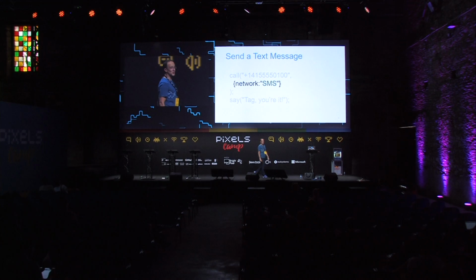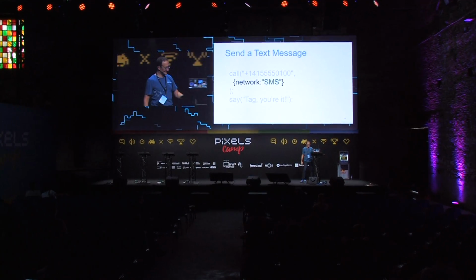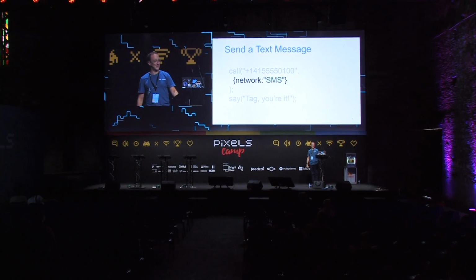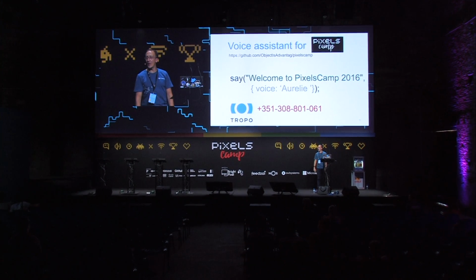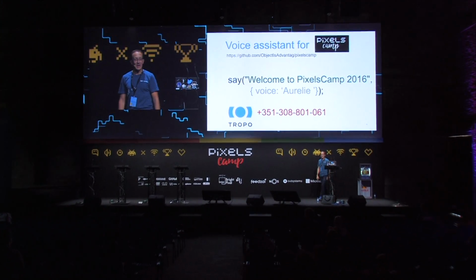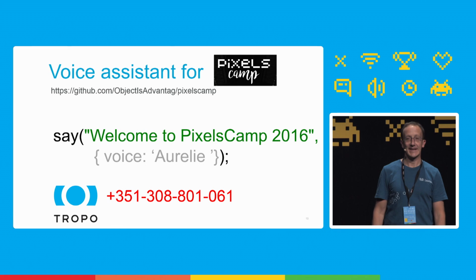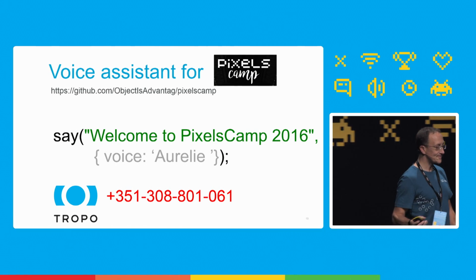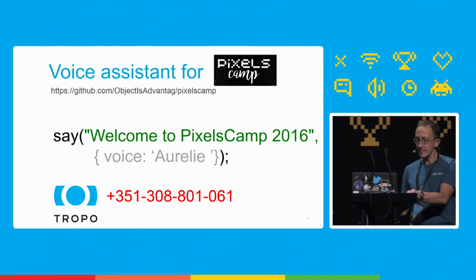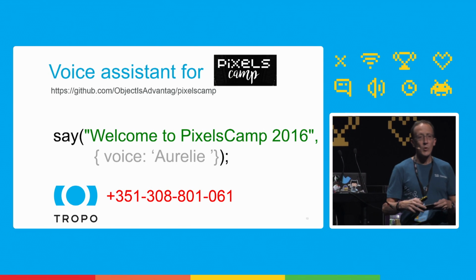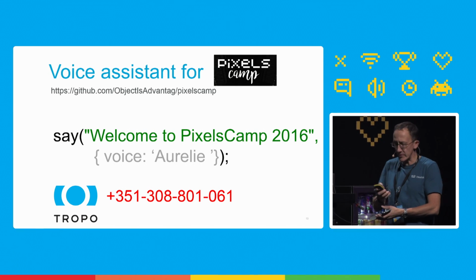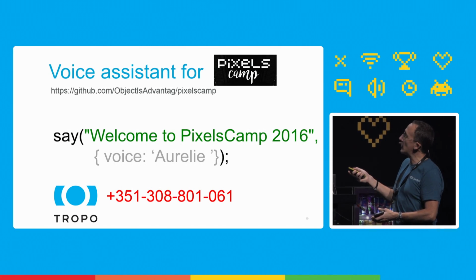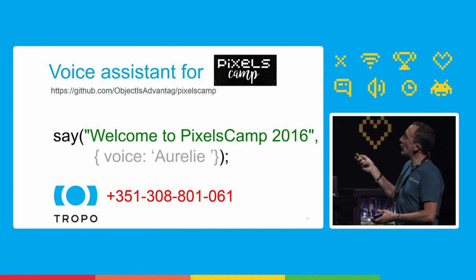And I'm now going to show you how we did that in a real-world scenario: the voice assistant for Pixels Camp. Here's what we built. We built an application. The first thing you do when you build a Chapo application is go to chapo.com and ask for a phone number.